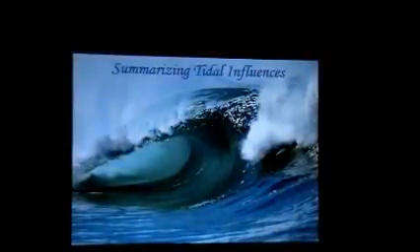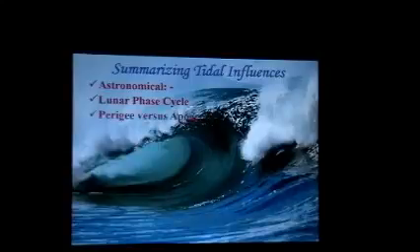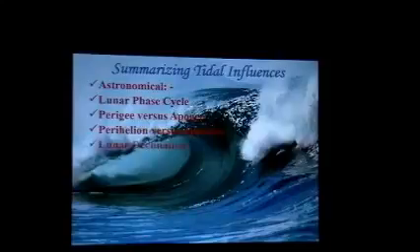Okay, so basically we'll just summarize right now what we've had for influences. Astronomical influence: we talked about the basic lunar phase cycle, which gives you your spring tides and neap tides. We talked about perigee versus apogee for the moon. The closer the moon, the stronger the pull for the tides. Likewise with the sun, perihelion versus aphelion. And the declination of the moon, of course, depending on where you are: if you're right under the bulge near the equator and the moon is high overhead, you get bigger tides than when you're away from the moon.